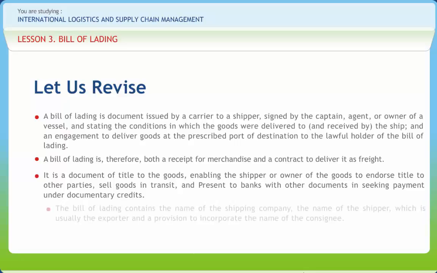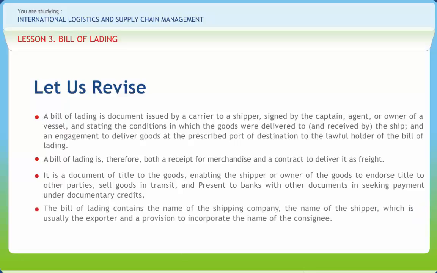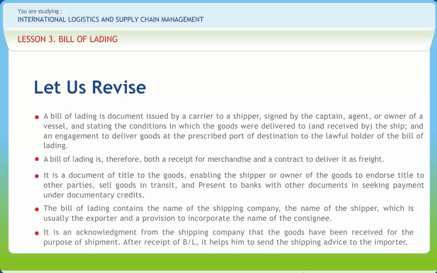The bill of lading contains the name of the shipping company, the name of the shipper, which is usually the exporter, and a provision to incorporate the name of the consignee. It is an acknowledgment from the shipping company that the goods have been received for the purpose of shipment. After the receipt of B/L, it helps him to send the shipping advice to the importer.